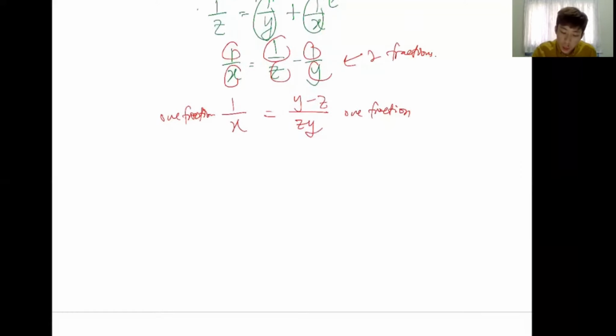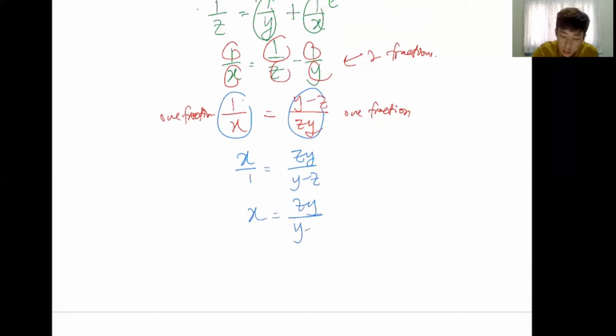Okay? So what I have now is one fraction on the left, one fraction on the right. What I do is I can flip the position. 1 over x, I want the x to be on top. So I get x over 1. X over 1 is basically x, which is what we want to find, what we want to express. So I've expressed x over 1 equals zy over y minus z. So now I can say that x is equal to zy over y minus z. This is the answer.